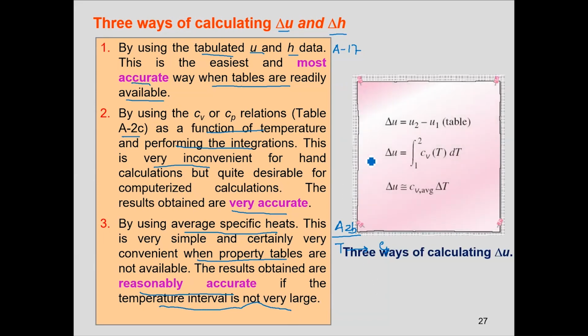So this is from the table, which in case of air is table A17. This is again using the relationship between Cv and Cp and temperature, which is table A to C. And this is the average value that you can take from table A to B if you know the average temperature. Clear so far?